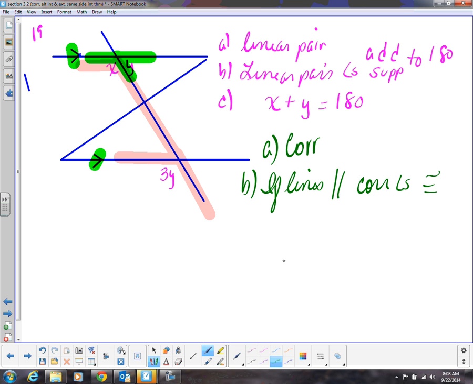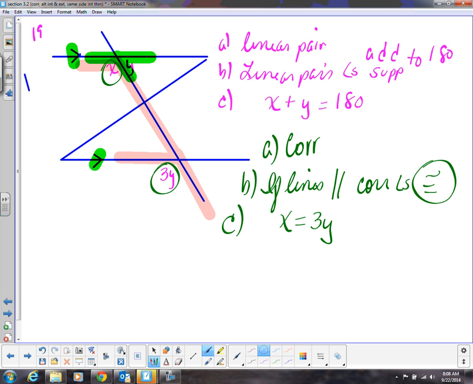Yes? In the first one, you just put linear pair, add to 180, but the third one and the second one... Because linear pair angles do not need parallel lines. Only corresponding, alternate interior, alternate exterior, and same side require parallel. All right, so what does that mean you're going to do to x and 3y? They're congruent. X equals 3y.